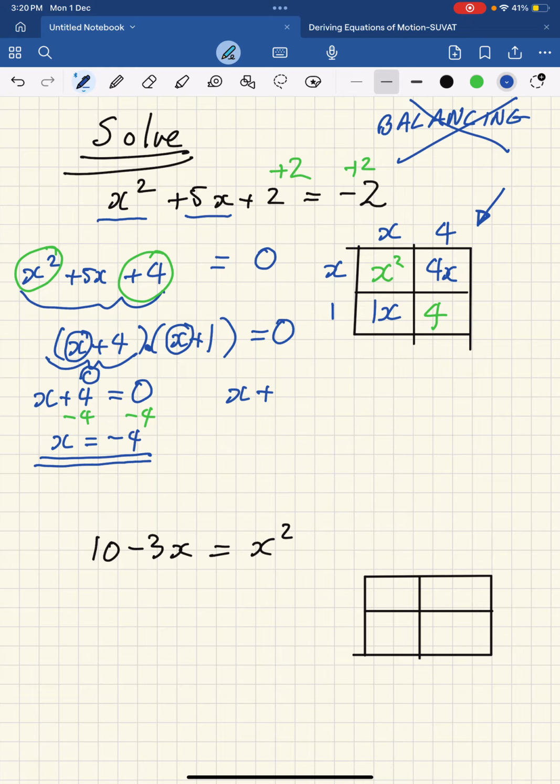So now let's find out the other bracket. We could actually have x plus 1 equal to 0, and then we minus 1, and we have another solution, which is x equals negative 1. So the two solutions are negative 1 and negative 4.